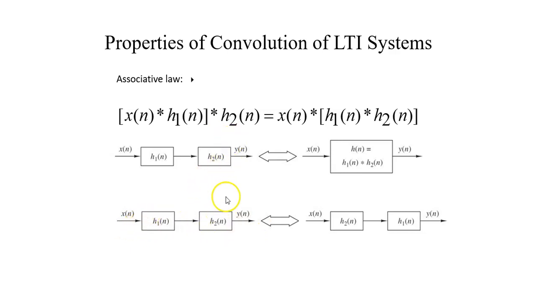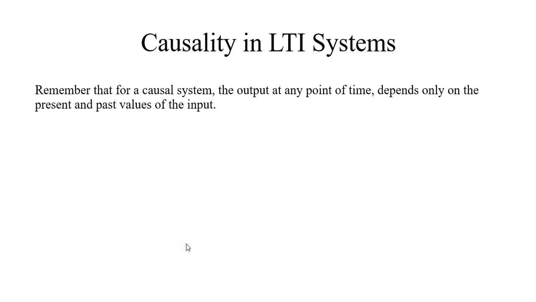This is the same as above, but in this case, as you see, x of n can be applied, and you see I changed only the places. So if you apply your input to the second impulse response or to the first impulse response, it will be the same. What are the properties of the linear time invariant system?